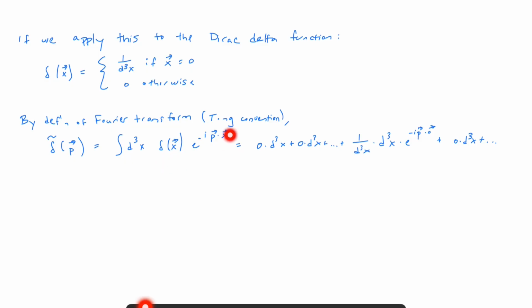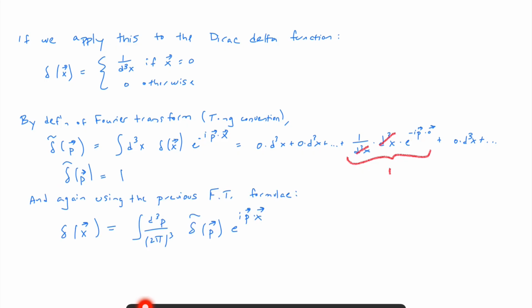It's a sampling function in this case for this function at x equals 0, so you get 0 everywhere except at x equals 0. This is 1 over d^3x, and because we're doing an integral, we also have this d^3x factor. These cancel, and you're left with the value of this function at x equals 0, which is e to the minus ip·0, and that is e to the 0, which is 1. So the Fourier transform of the Dirac delta function is equal to 1, symbolized here.